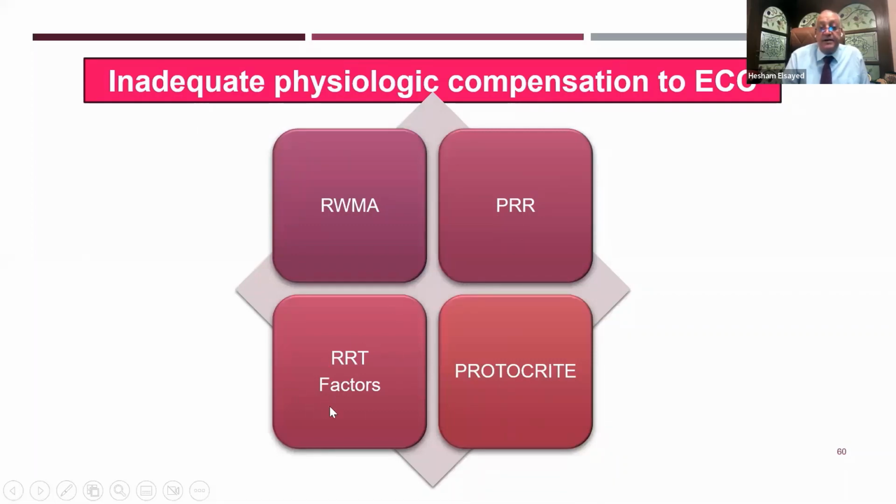Renal replacement therapy factors: thermal and ultrafiltration profiling. Protocrit: many of the juniors do not know what a protocrit is. Protocrit is like hematocrit. Hematocrit is the amount of red blood cells inside the blood versus the plasma fraction. However, protocrit means the protein content and its relation to the volume.